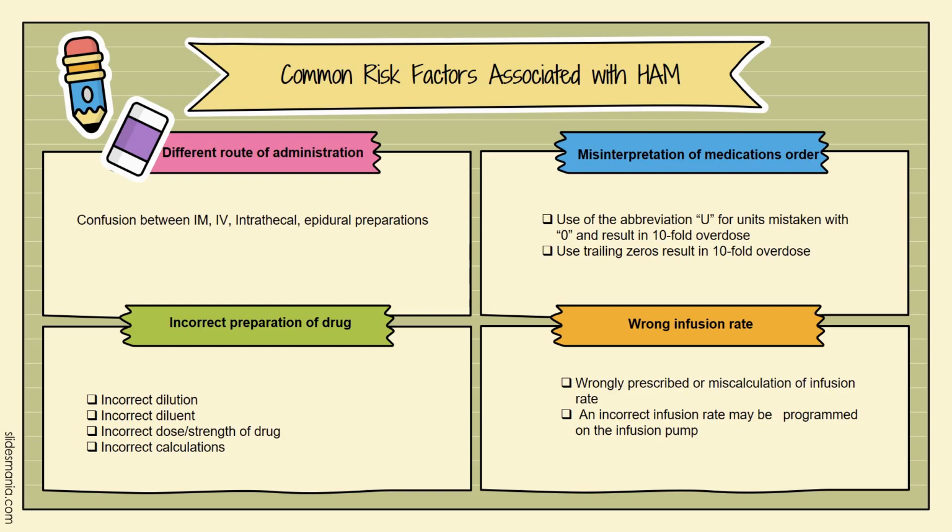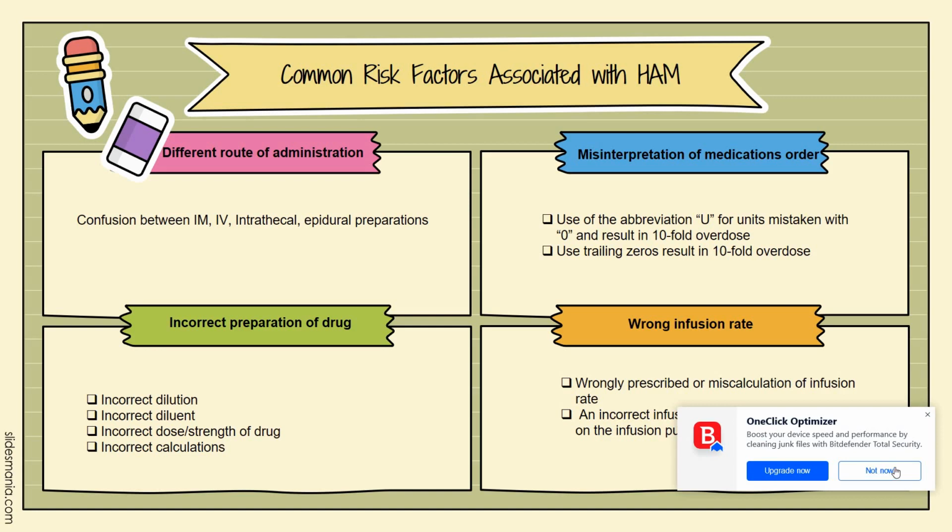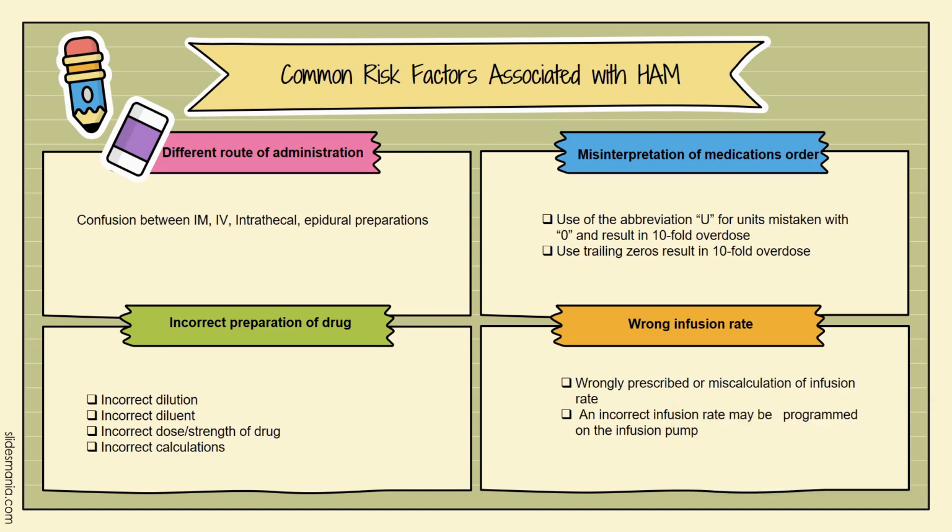The third one is incorrect preparation of drug. For example, incorrect dilution, incorrect diluent, incorrect dose or strength of drug, and also incorrect calculation. The fourth one, wrong infusion rate. It happens when wrongly prescribed or miscalculation of infusion rate. An incorrect infusion rate may be programmed on the infusion pump.